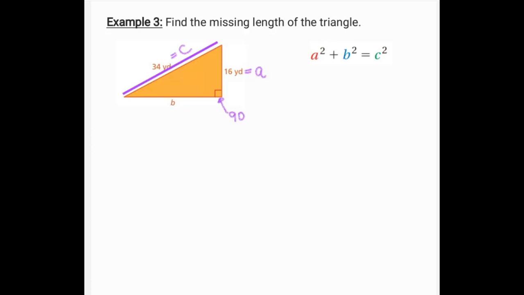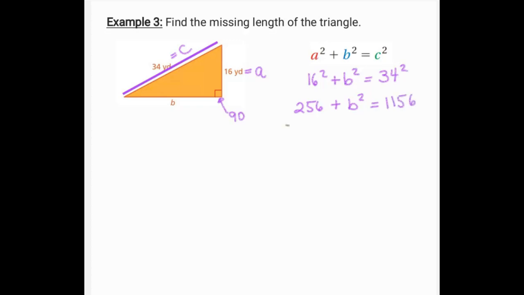So A squared will give us then 16 squared plus, and we do not know what B squared is, so we're going to go ahead and leave it as B squared equals, and C we do know is 34, so we're going to go ahead and write 34 squared. Okay, let's work out the 16 squared. 16 times 16 is 256 plus, we don't know what B squared is, so we go ahead and write that out. And then 34 squared is 34 times 34, which is a large number, and that's going to come out to 1,156. The next step is to isolate B squared.